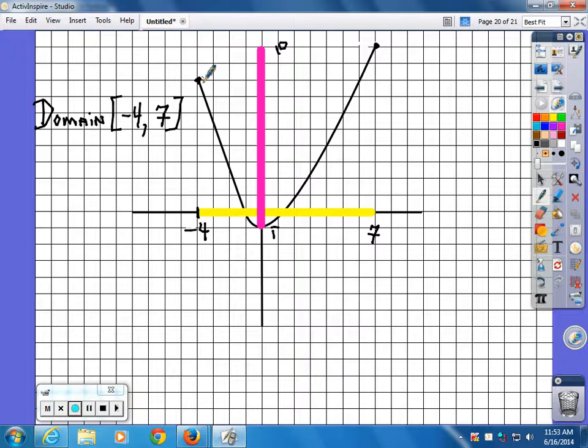What if it was arrows? Then it'd be -infinity to +infinity because it doesn't stop. Okay, we'll do one here in just a second. What if it's open circles? Then what would these be? Parentheses. So what's my range? -1 to 10. And that's how you do domain and range.